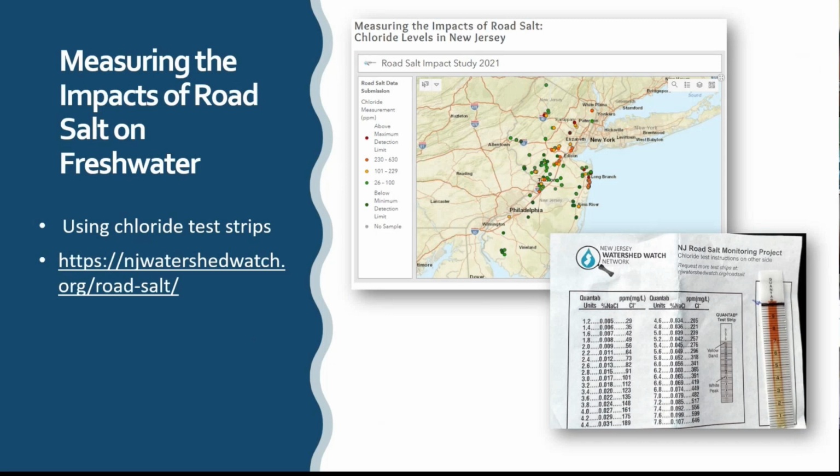Another example of a community water monitoring project is our impacts of road salt on freshwater project with the Watershed Watch Network. And the illustration just shows the map of some of the results and what the test strips look like when they're monitored. And winter's over now, but if you're interested, I think some of you may have participated in this already. So thank you.